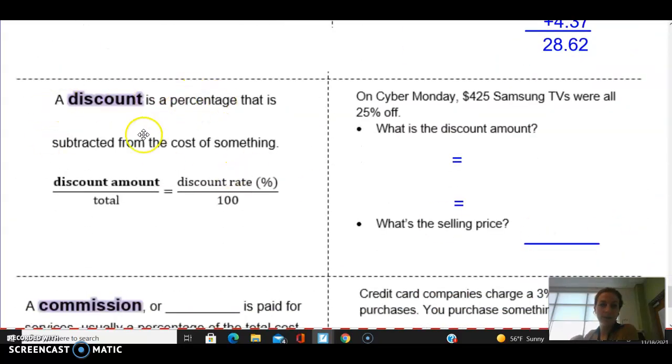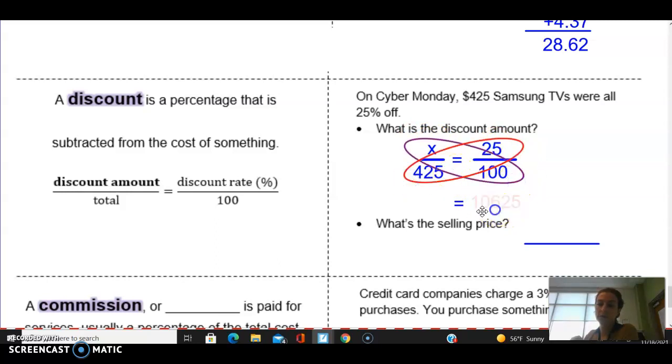A discount is a percentage that is subtracted from the cost of something. So let's say on Cyber Monday, $425 Samsung TVs were all 25% off. We would first find what is 25% of 425. We cross multiply to set up our proportion. Again, our coefficient was 100, so dividing by 100 on both sides, we would get $106.25. This is the discount amount. This is what we're saving.